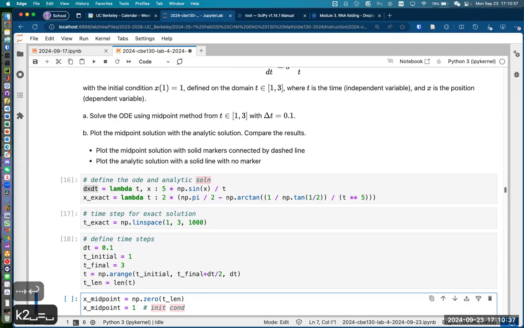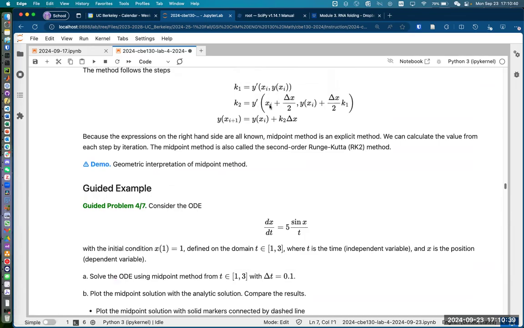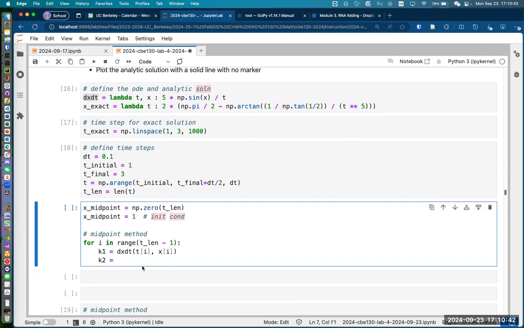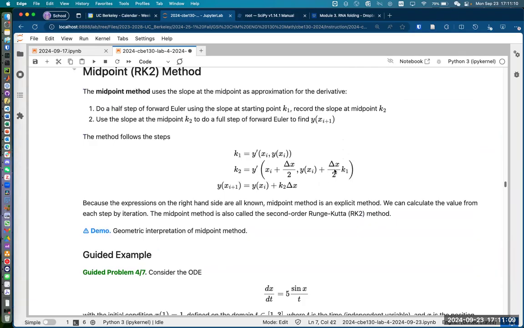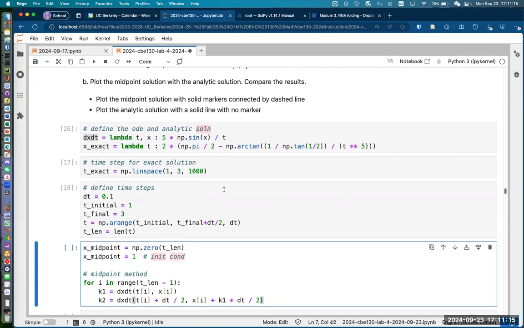And k2 is equal to the derivative evaluated at the midpoint. So same thing, derivative, but in this case, the x-axis, which is t, should be the initial point plus dt divided by 2. So it's at the midpoint. And we also evaluate the y, which in our case is x, plus k1 multiplied by dt divided by 2, using this equation. Now, after we have k1 and k2, we can do this iteration step.